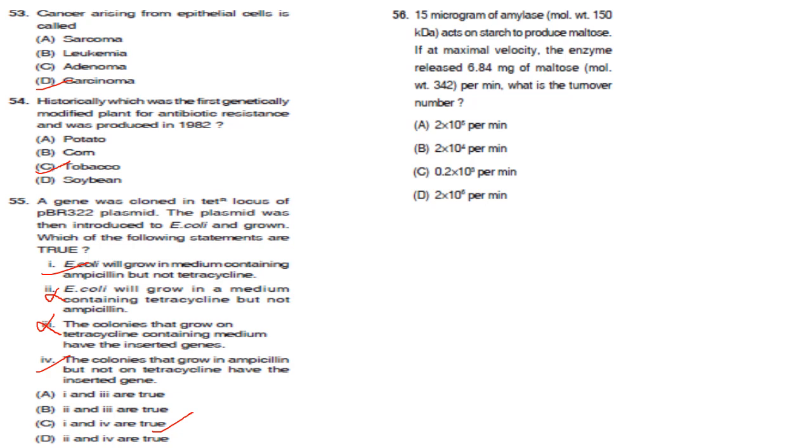Then 15 microgram of amylase, molecular weight 150 kilodalton, acts on starch to produce maltose. It has maximum velocity. If at maximal velocity, the enzyme released 6.84 milligram of maltose of molecular weight 342 per minute, what is the turnover number? I have done it in the next photograph.